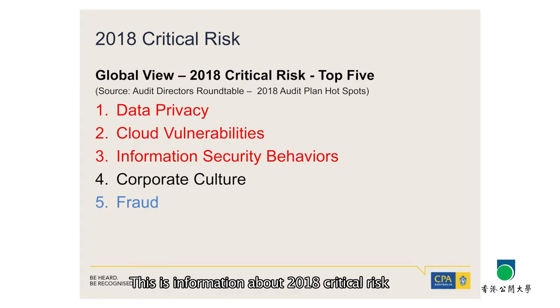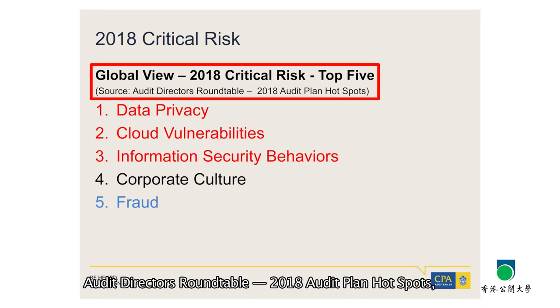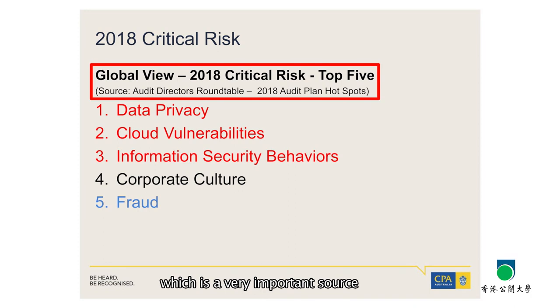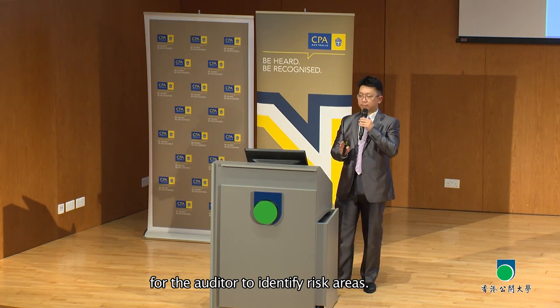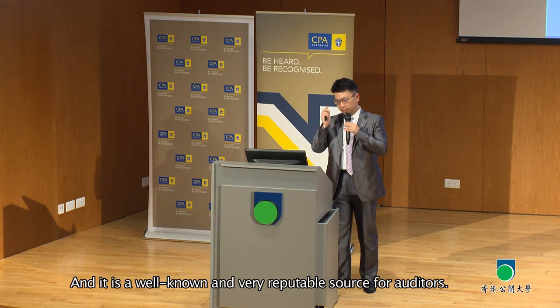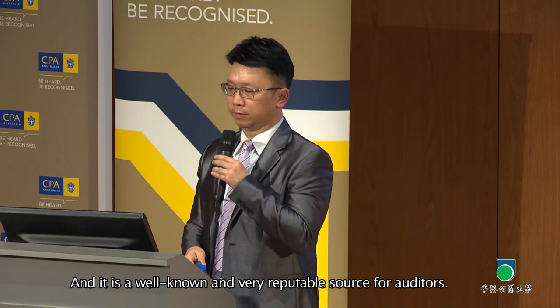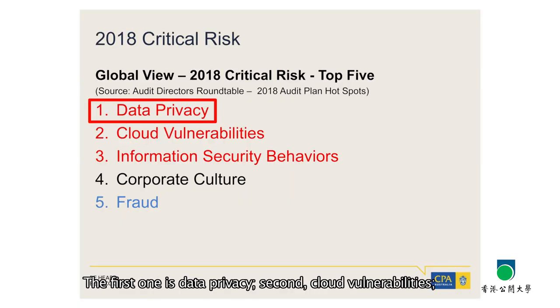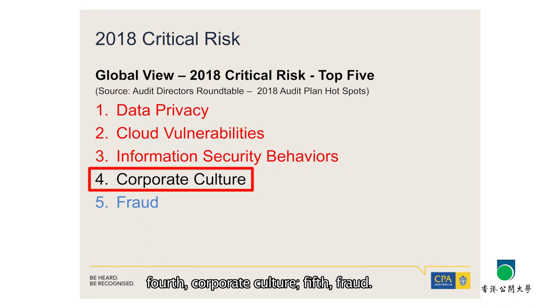This is information about 2018 critical risks. The information is extracted from the Audit Director Roundtable 2018 Audit Plan Hotspots, which is a very important source for auditors to identify risk areas. It is a well-known and very reputable source for auditors. You can find the top five areas. First one, data privacy. Second, cloud vulnerabilities. Third, information security behaviors. Fourth, corporate culture.